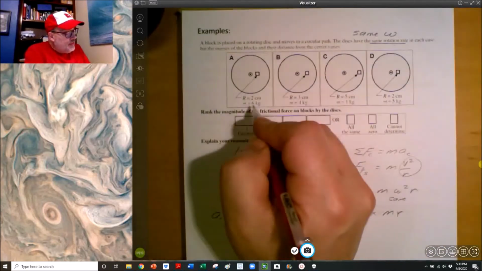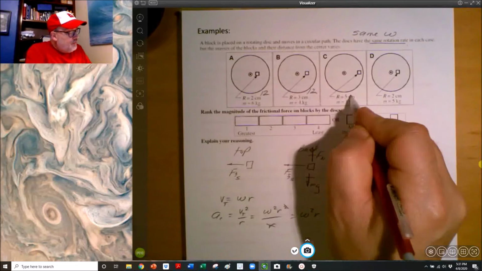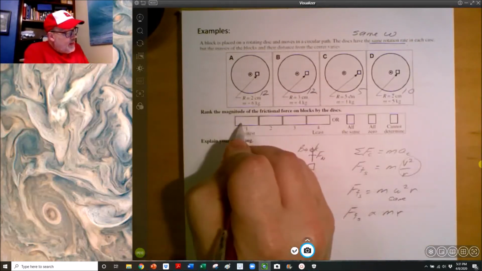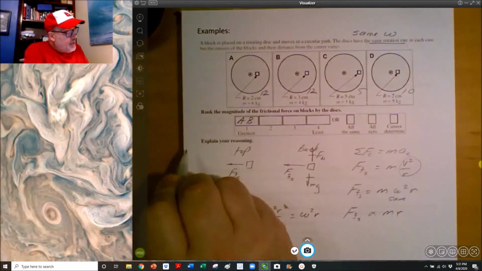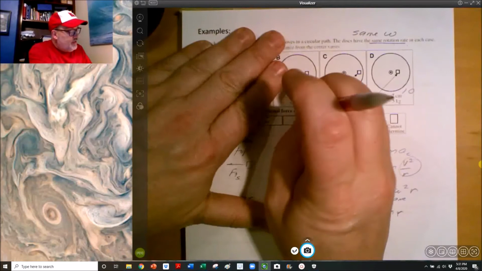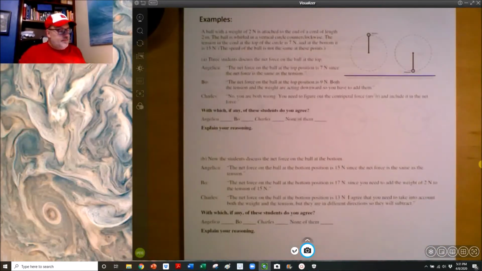So let's take a look. This is 6 times 2, so that's 12. That's 3 times 4, that's 12. 5 times 1 is 5. 2 times 5 is 10. So our ranking would be A equals B, and then D, and then, oh, not 5. What the heck? C. All right? Let's move on to our next example.